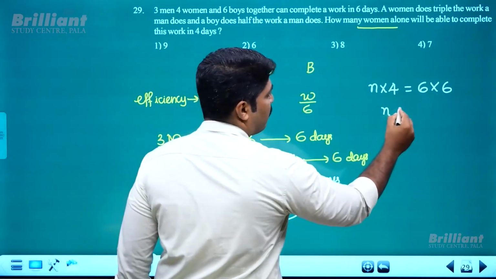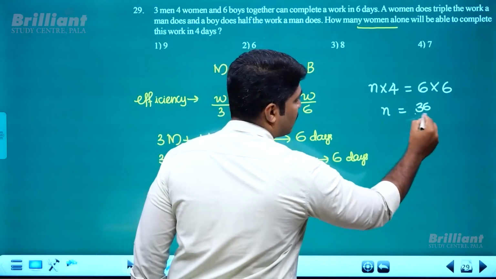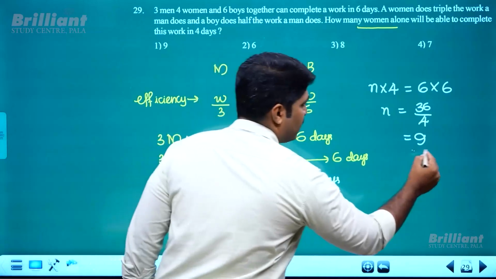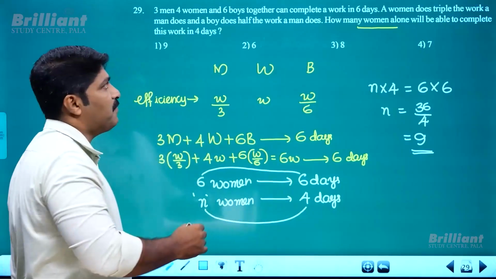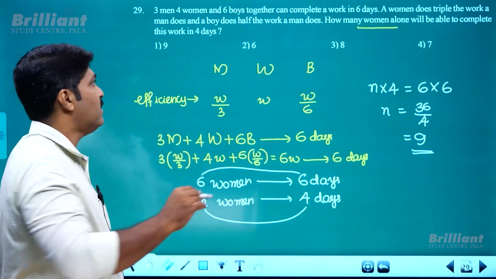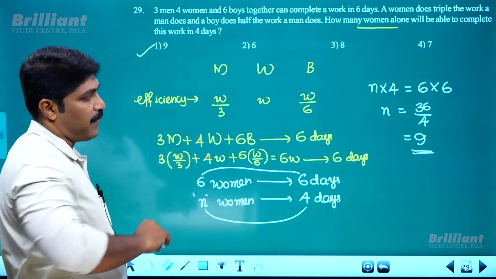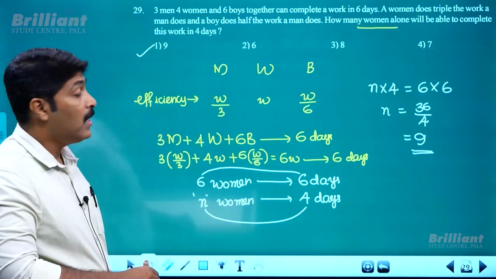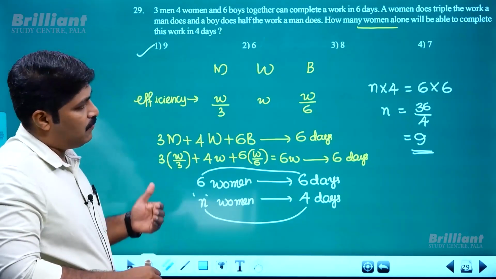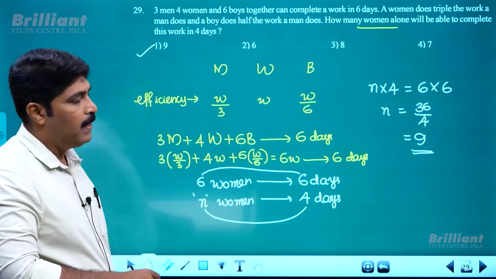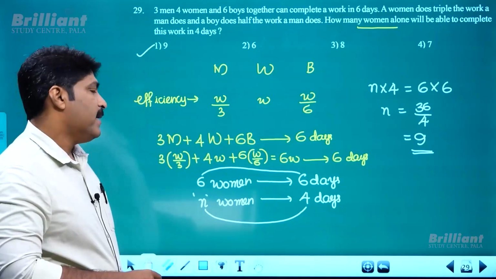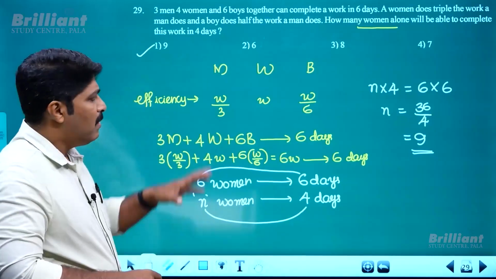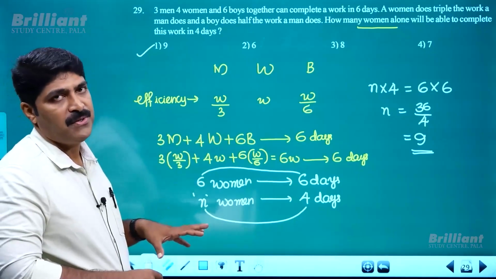Then what is the value of N here? This is 36 by 4, that is equal to 9. So that means for the completion of the same work in 4 days, 9 women are required. Hence the answer is option 1. So understand the method of that efficiency-wise approach. Instead of doing this algebraic type approach, you can consider the values also. It's in the form of a ratio approach, but it's a convenient approach instead.